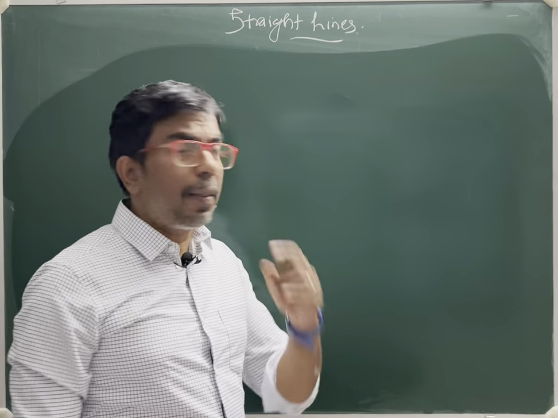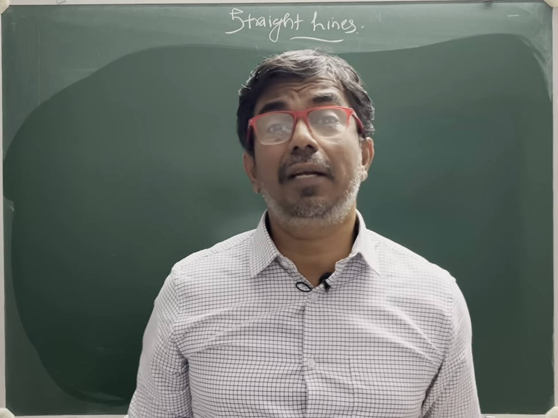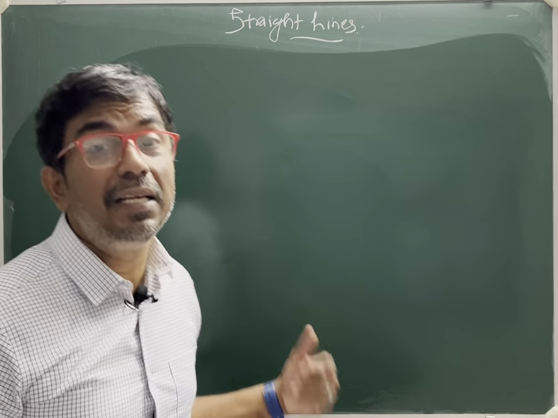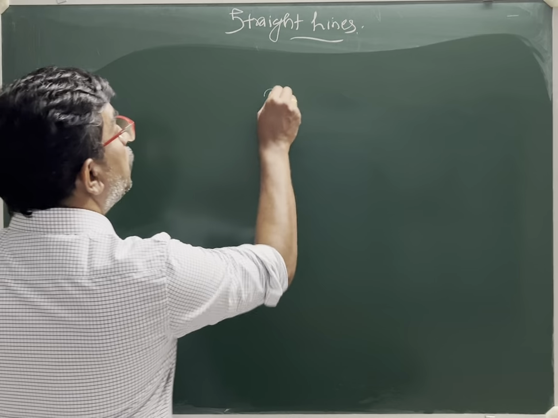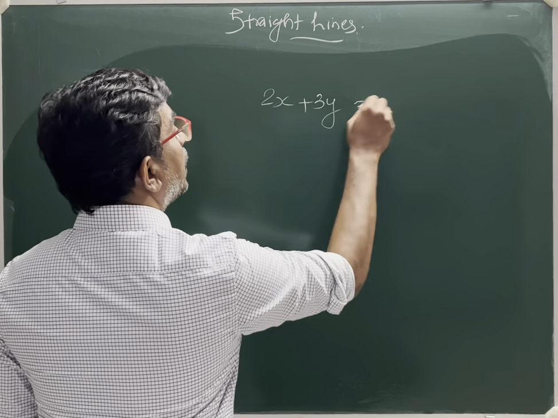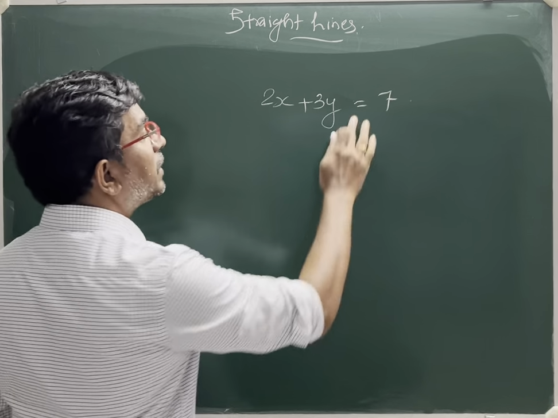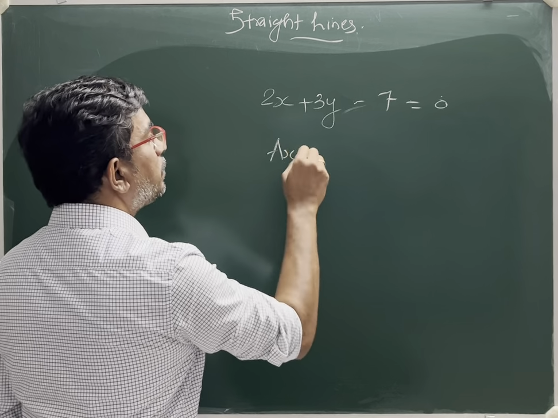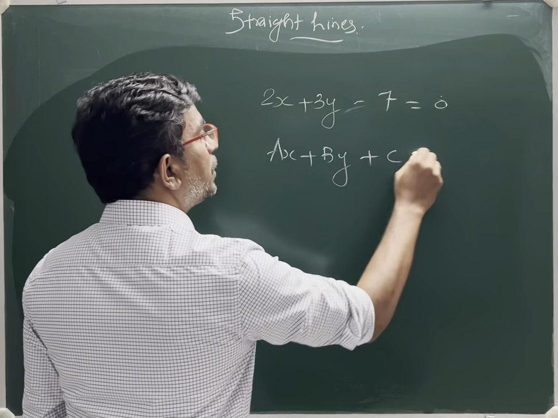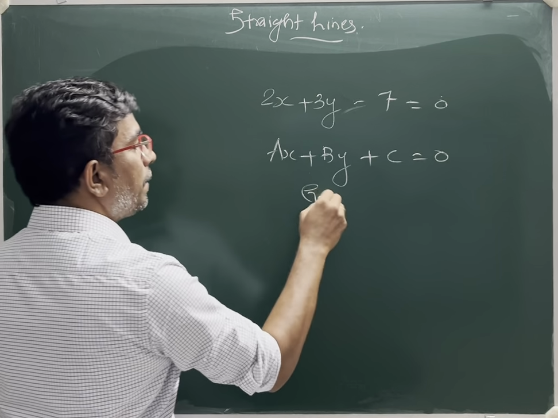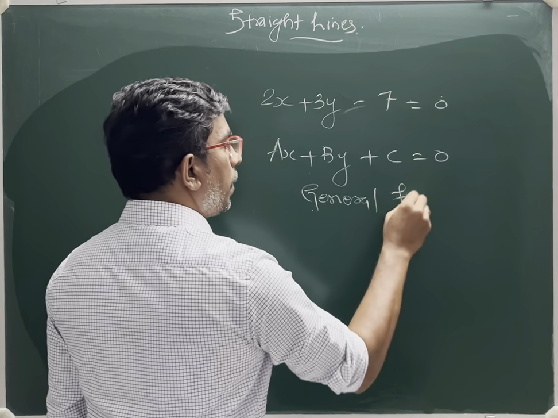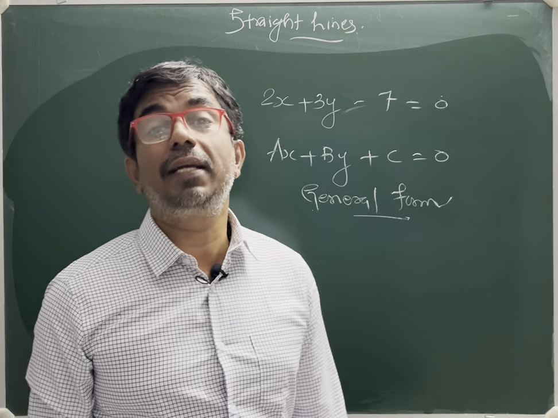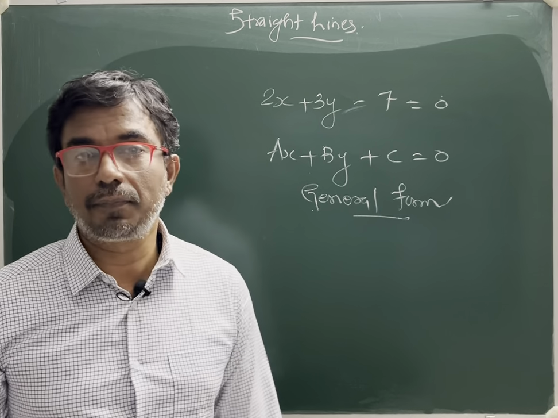Now, another thing is, we studied in class 10 about the equation of a line. How did we write it? We said a linear equation like 2x plus 3y minus 7 equal to 0. This we can write as ax plus by plus c equal to 0. This is called the general form of a line.